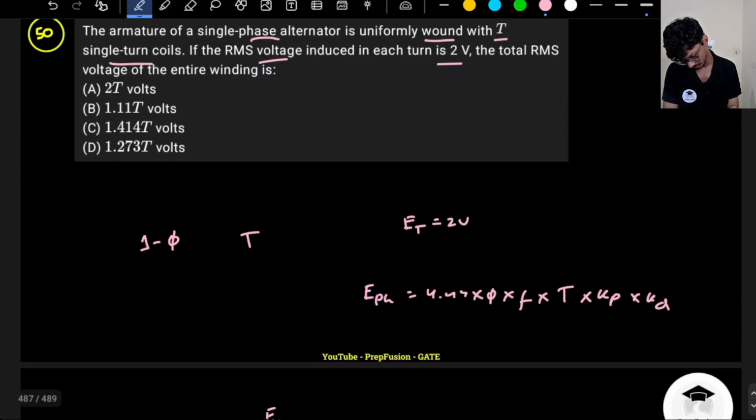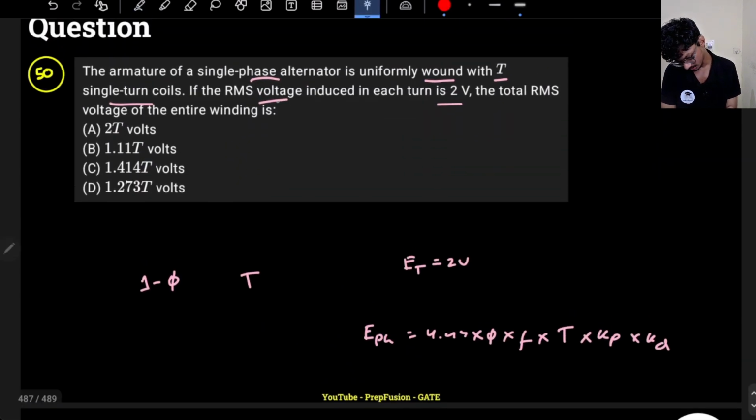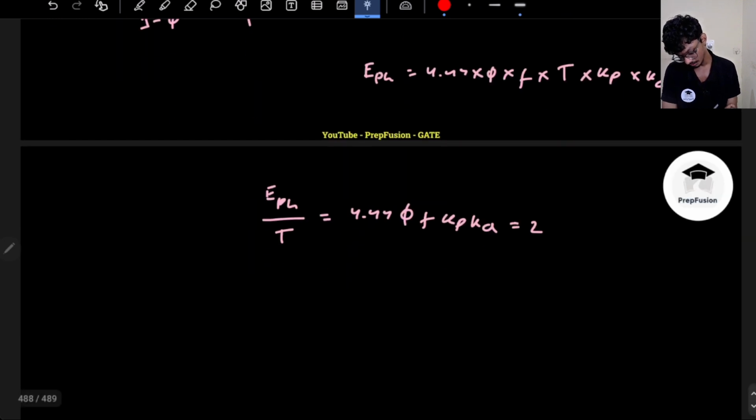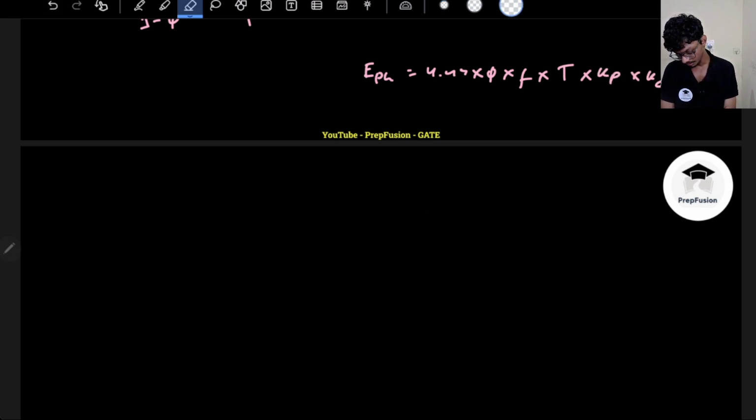Is it correct here? If the RMS voltage of the induced EMF in each turn is 2 volts. Okay, one thing is wrong here: Kp Kd will not be there. So yeah, here Kp Kd will be there, but I know the EMF induced per turn. EMF induced per turn is 2 volts.